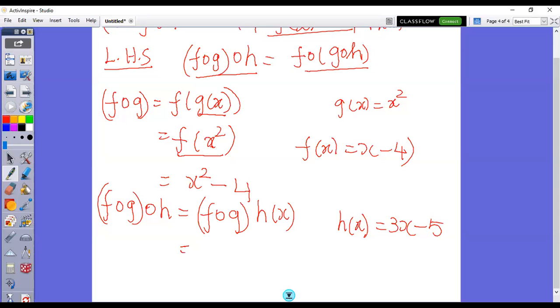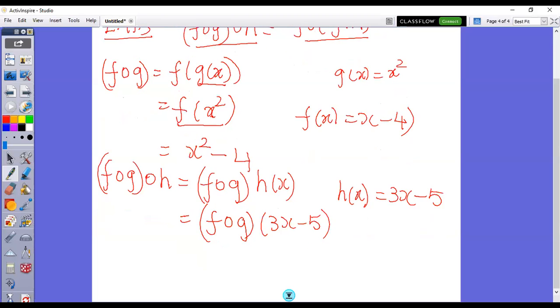Then (f∘g)∘h of x value is 3x minus 5. So f composite of x, what value? x square minus 4. Only x value is 3x minus 5, the whole square, minus 4.